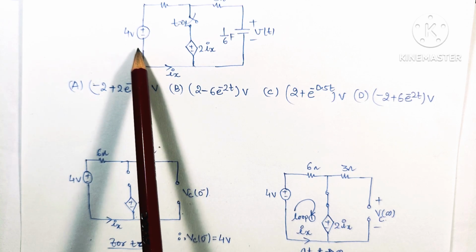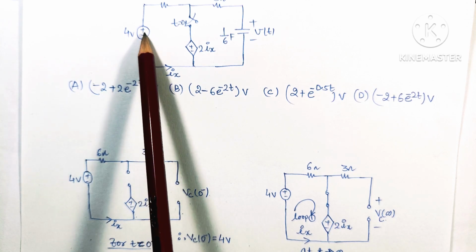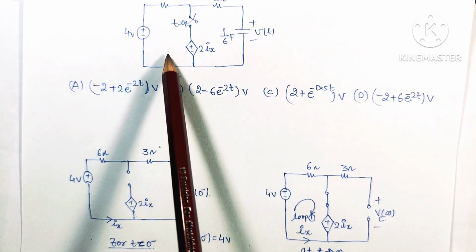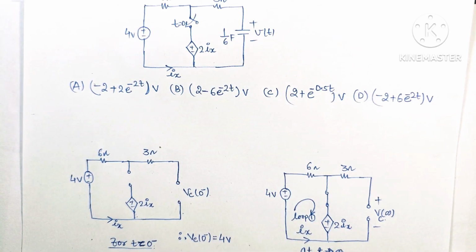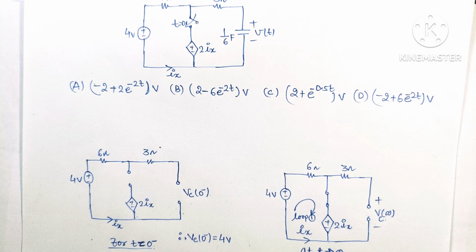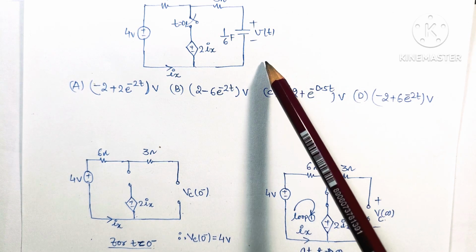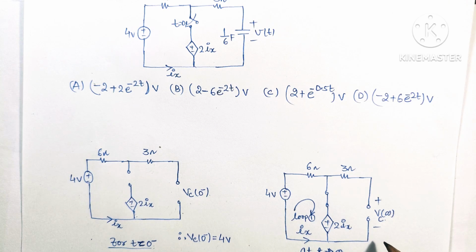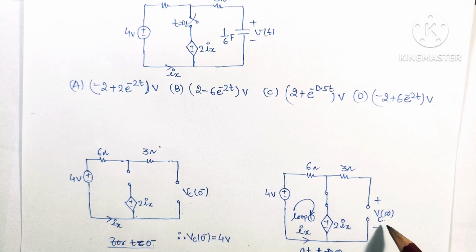Now for t tends to infinity, for a long time after this switch is closed, this 4 volt source will start to charge this capacitor from t equal to 0 to t equal to infinite time. So this capacitor will come again into a steady state for t tends to infinity, and it will be open circuited. We assume the voltage across it is Vc(infinity). This switch is closed for t greater than 0, so we have closed this switch, and then this circuit comes into the picture. Let us see how we can calculate Vc(infinity).